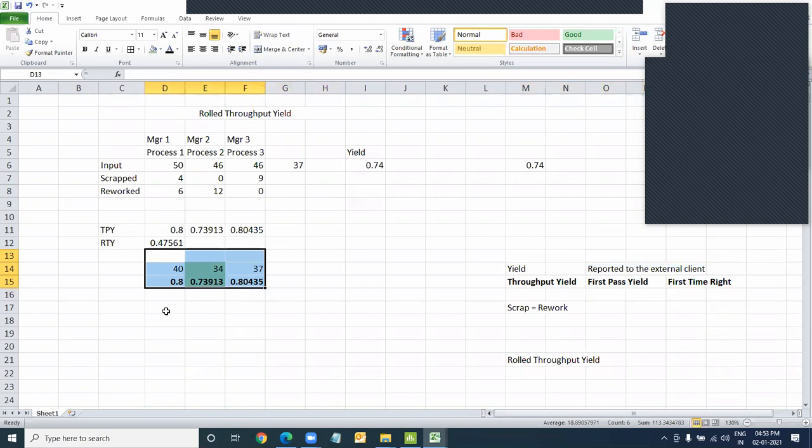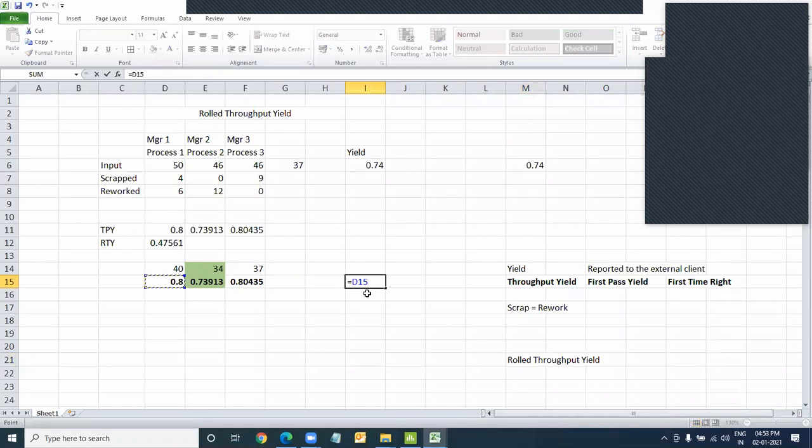Now comes the super boss. You are the super boss. How is your performance looking? That's when you look at rolled throughput yield, overall process performance. The overall process performance is calculated as rolled throughput yield, which is the multiplication of first, second, and third. This is your overall process output, error-free output.